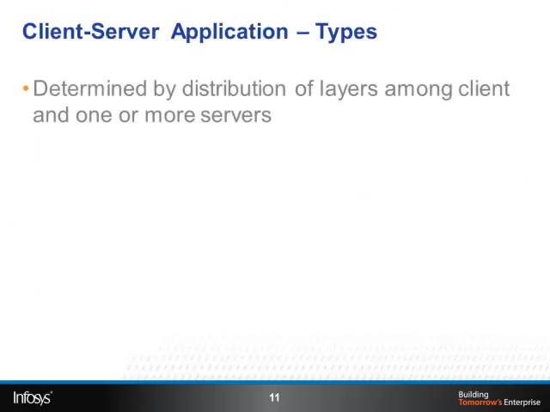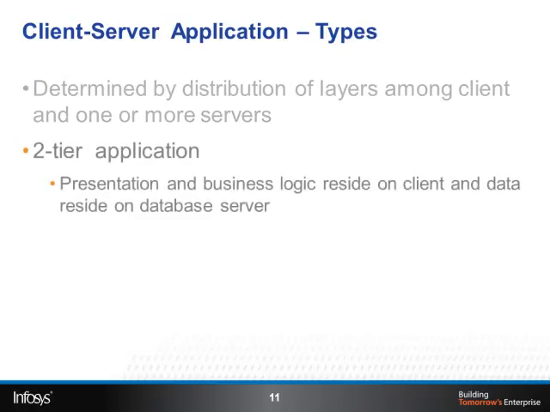Based on the distribution of the application layers among client and one or more servers, a client-server application can be 2-tier, 3-tier or n-tier application. In case of 2-tier application, the entire application is decomposed into two sets of services. The client combines presentation services and business services, and server handles data services.